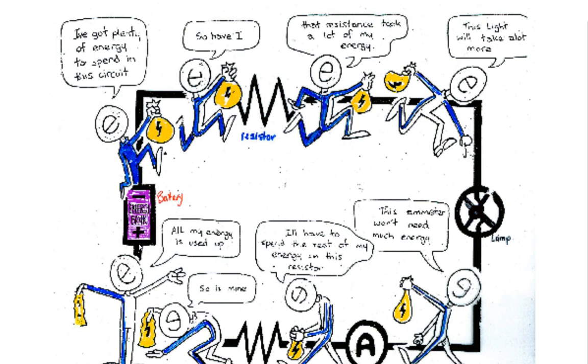So current is the flow of electrons, how fast they flow around. And so current is never used up. If you measured the current at this point here, how many electrons were flowing past this point each second, it would be the same as the current down here, how many are flowing past this point each second.